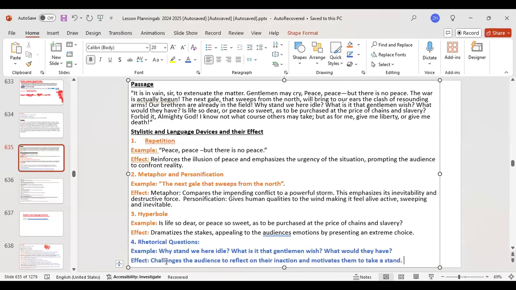All right. So what devices do we have so far? I have 4. Tell me what we have based on this paragraph. Repetition. Hyperbole. Metaphor. Rhetorical question. And one more. Personification. Yeah, good. We only have 4 devices, right? That's all we can find in there. Can we find any more?